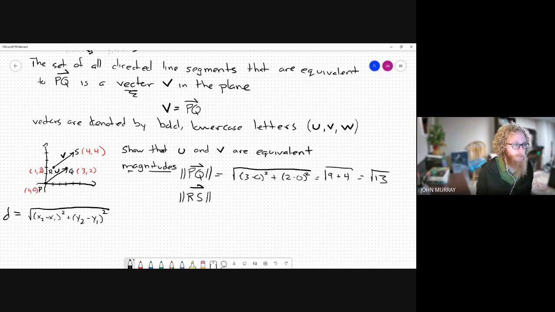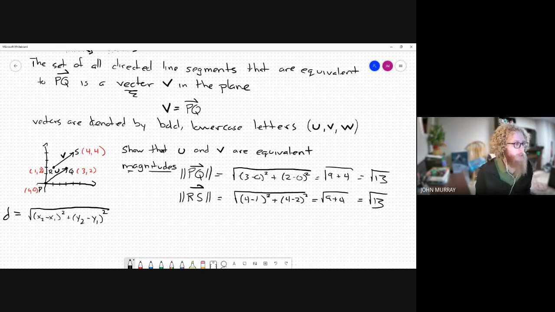Then with RS, this will be my x1, y1, and this will be my x2, y2. So I have 4 minus 1 squared, those are my x's, plus 4 minus 2 squared. So again, this gets me 3 squared and this gets me 2 squared. All right, so that does check out. The magnitudes are the same.